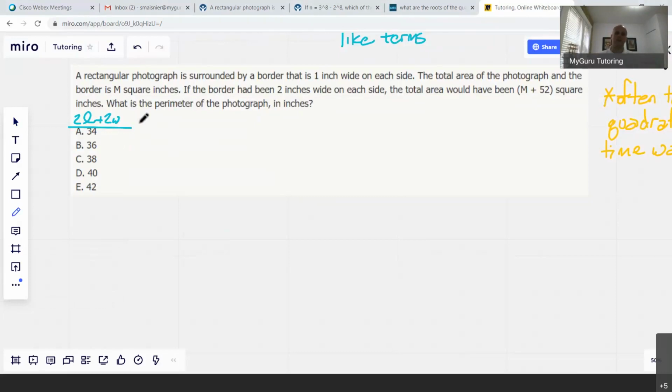So we don't want to try to solve for these variables individually. It's just not going to be useful at all. So you'll see we don't even necessarily have to draw the figure here. We're just going to think about it and work from the formulas ideally. So, a rectangular photograph is surrounded by a border that is 1 inch wide on each side. So we know that the photo dimensions, as we've already defined them, are going to be L, which is equal to the length, and W, which is equal to the width.